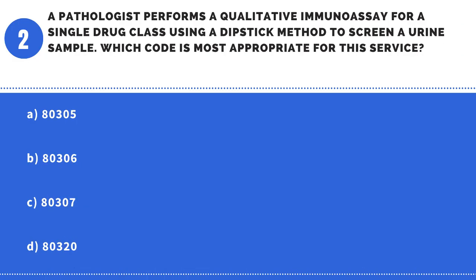Question 2. A pathologist performs a qualitative immunoassay for a single drug class using a dipstick method to screen a urine sample. Which code is most appropriate for this service? A. 80305. B. 80306. C. 80307. D. 80320. Answer: A.